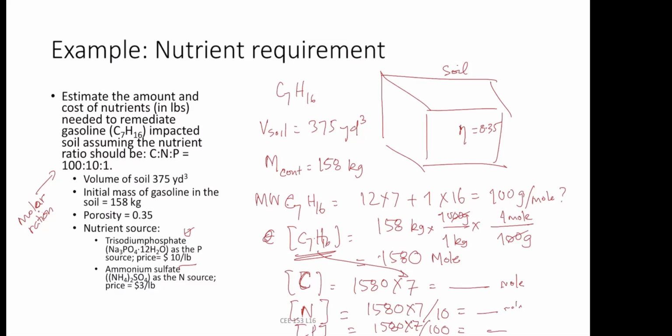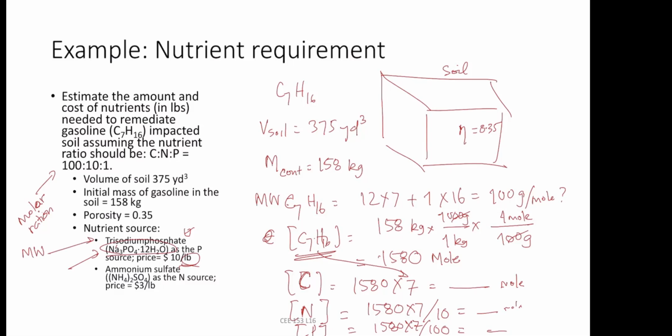Once you get the number in moles, you are going to ask how much the cost is. Well, you know this. You have to think of how many moles of phosphorus are present in 1 pound of this. So what's the molecular weight of this one? If you calculate, you get it in some grams.